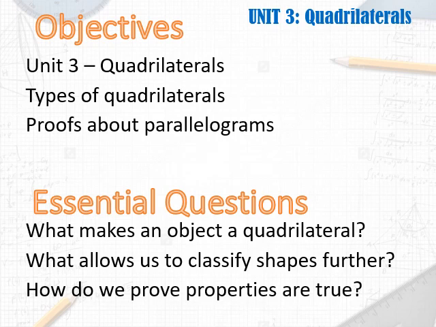Essential questions for you that you should be able to answer by the end. What makes an object a quadrilateral? So how do we know it's a quadrilateral? What allows us to classify shapes? And then how do we prove that different properties of a parallelogram are going to be true?